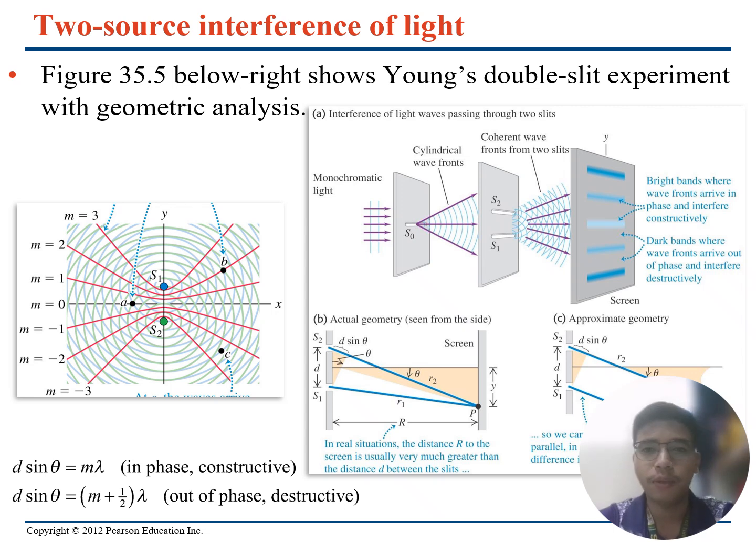A screen placed behind the slits displays a series of bright and dark fringes. Bright fringes correspond to constructive interference. If light consisted only of particles traveling in straight lines, such a pattern would not appear. Therefore, the double slit experiment remains one of the strongest demonstrations of the wave nature of light.